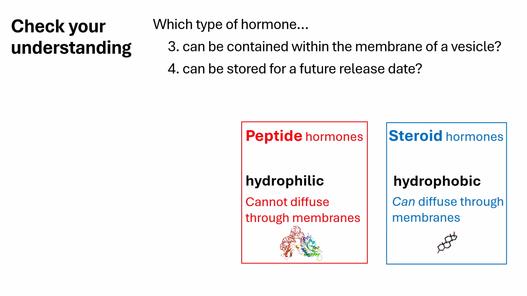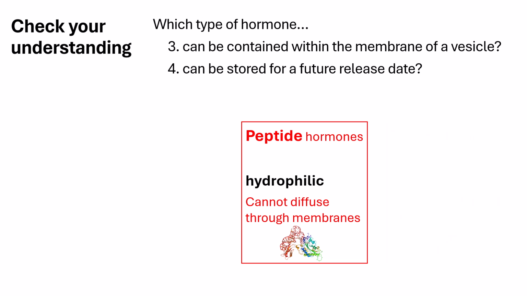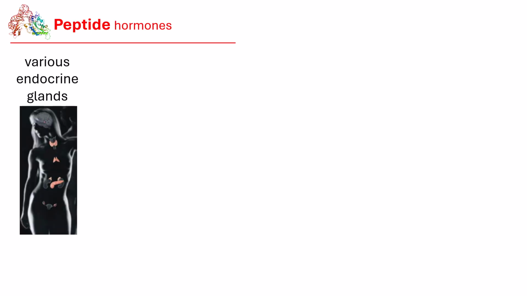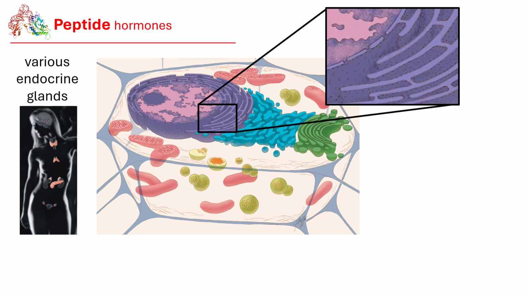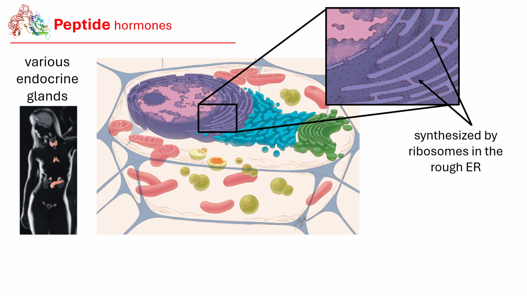How about this? Which type of hormone can be contained by membranes, including within the membrane of a vesicle? Which type can be stored for a future release date? Peptide hormones. There are many different types of peptide hormones, and different glands produce, store, or secrete specific ones. Because they are polypeptides, you might remember which organelle synthesizes them. Ribosomes embedded in the rough endoplasmic reticulum.